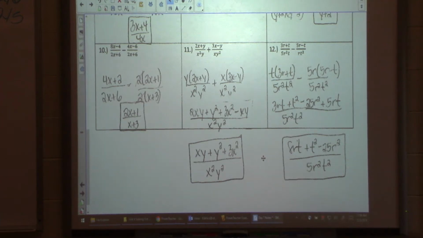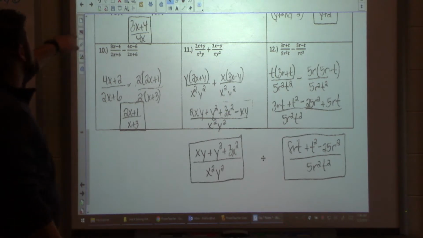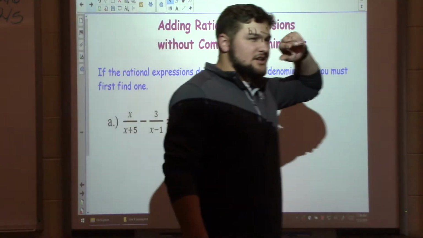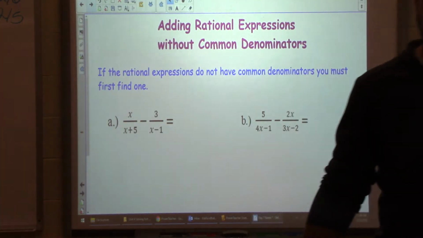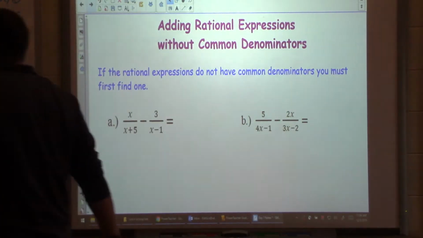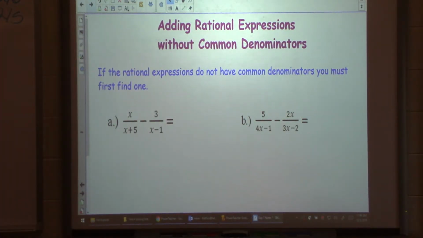Alright, hey guys, let's do our notes quick. We got 6 problems to get through. So, yes, they're still adding and subtracting problems like we did on Tuesday before we left. We just started our notes.